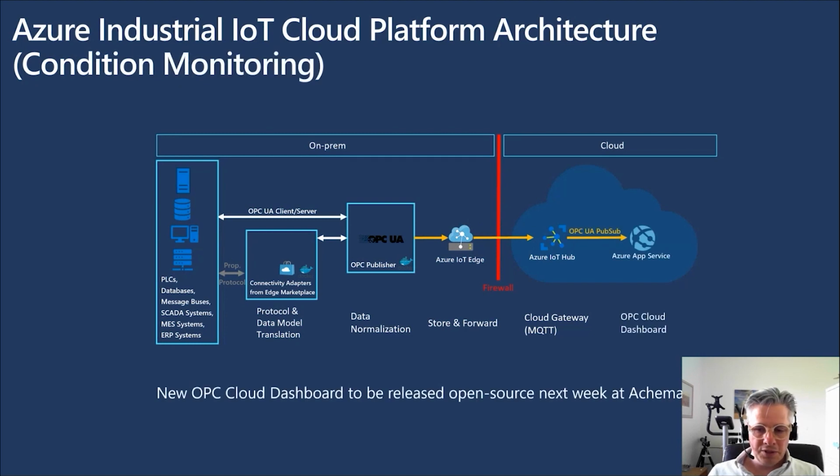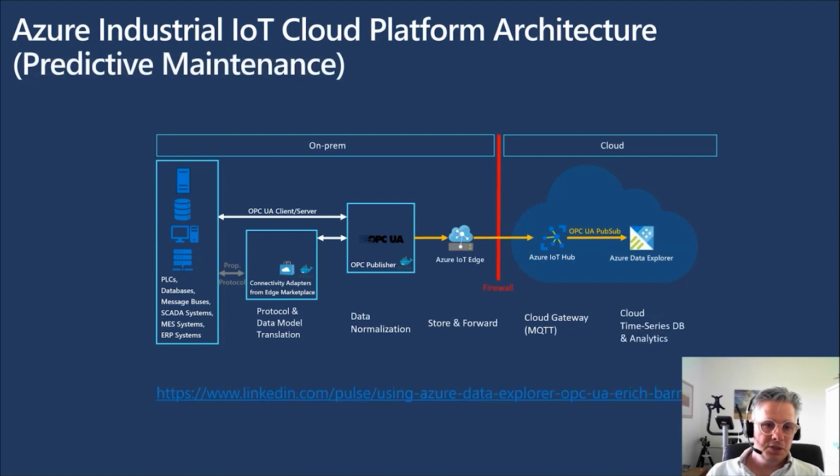In terms of condition monitoring, you don't need much more either. You just really need an app service instance that hosts your dashboard. We're going to release a new OPC enabled dashboard next week at Achema Pulse. And then if you want to do predictive maintenance, Azure Data Explorer does that for you. It's a managed service, and I've recently blogged about how to leverage that with OPCUA data. It's linked there on LinkedIn.